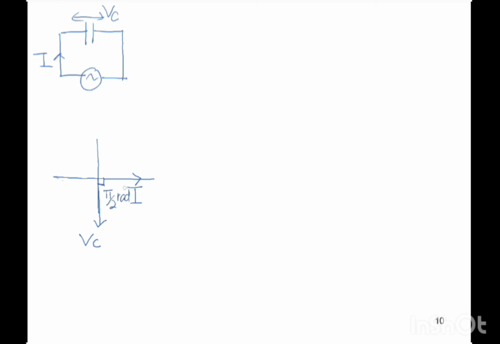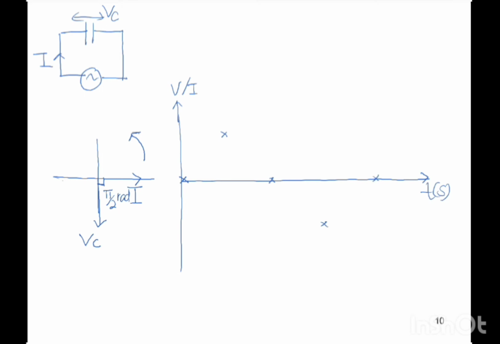Okay, how can we get pi over 2 radian? From this phasor diagram, we project to the AC waveform. This is t, this one is V and I against t. The phasor diagram will rotate anticlockwise. First we look at the current. When t is 0, the current is also 0, and then when t is pi over 2, the current is maximum, and then 0, and negative, and 0.